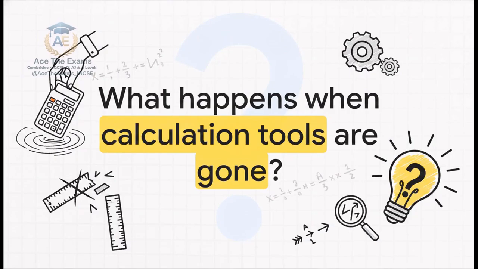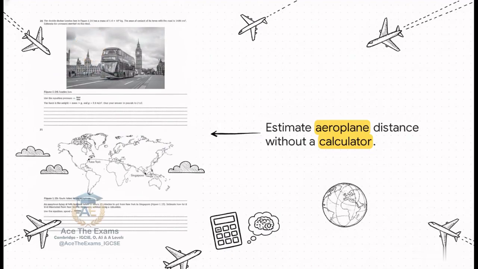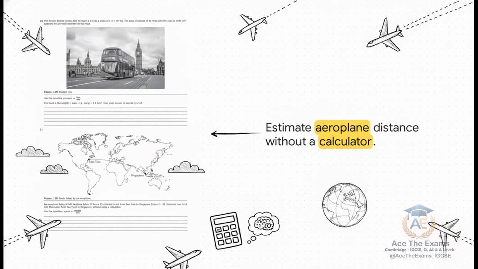Now, in a moment, I'm going to show you the hidden examiner clue that completely changes how you approach the next problem. But first, what actually happens when your standard calculation tools are taken away entirely? Picture an airplane flying at 840 kilometers per hour, taking 17 hours and 22 minutes to travel from New York to Singapore. Here is the specific, kind of panic-inducing instruction from the exam. Estimate how far it is in kilometers without using a calculator. Literally no standard tools, just your brain and the raw data in front of you.